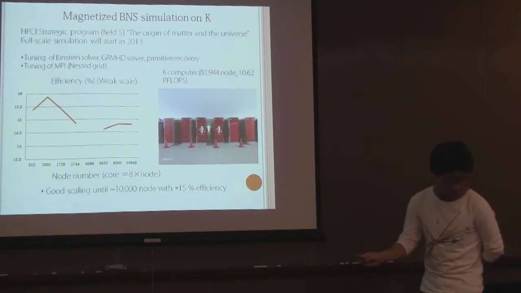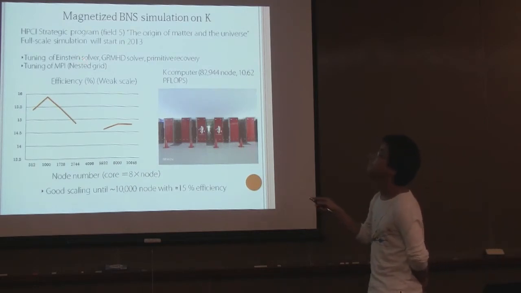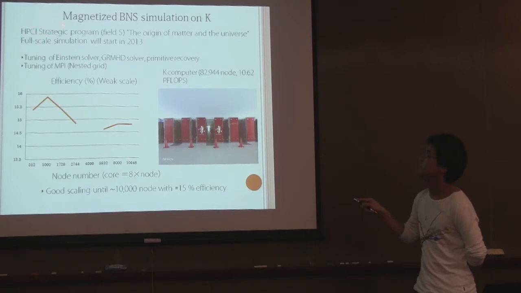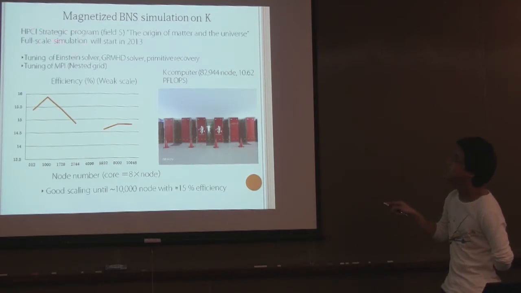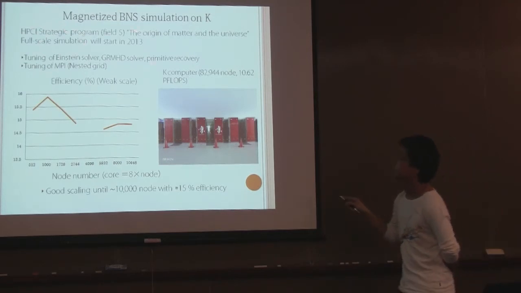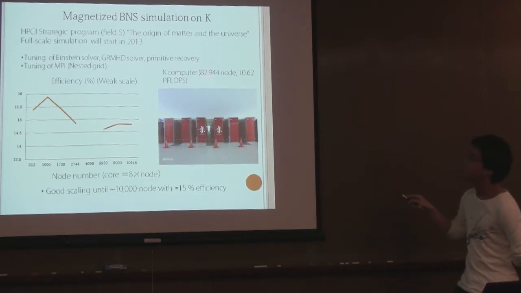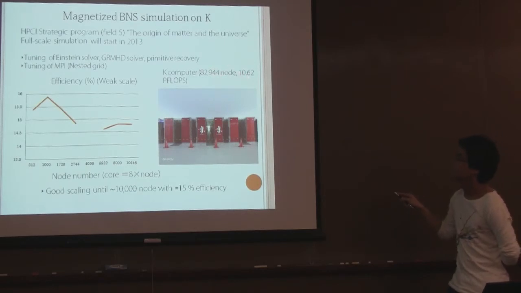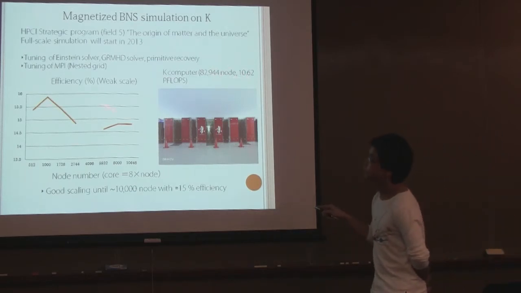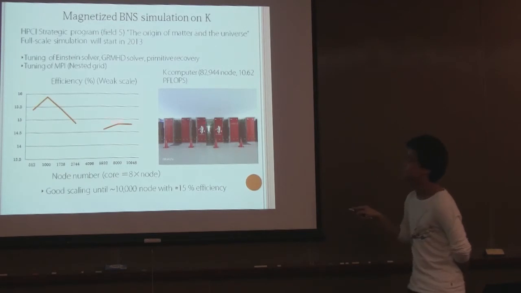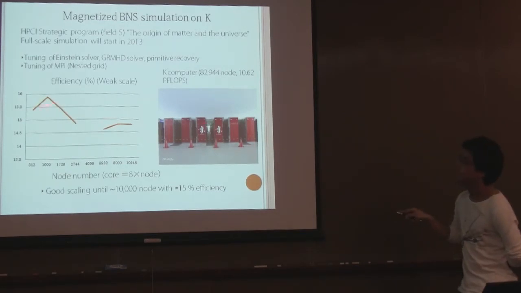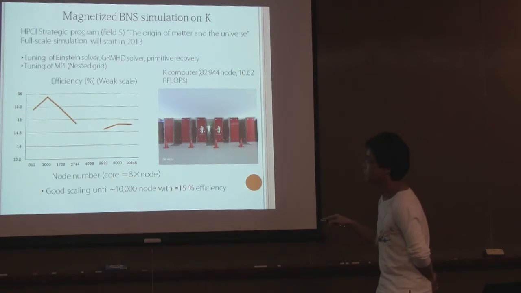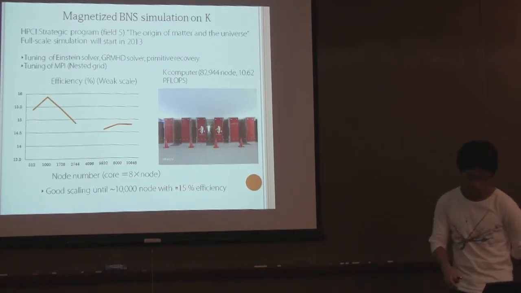And this simulation is one of the programs for the High Performance Computing Infrastructure strategic program, and the full-scale simulation will be done in these years. And by the way, this is a picture of the K computer, which has 80,000 nodes, and the peak performance is 10 petaflops. We have done tuning of our code on the K computer. And this is a scaling, which shows good scaling up to 80,000 cores with 50% efficiency.